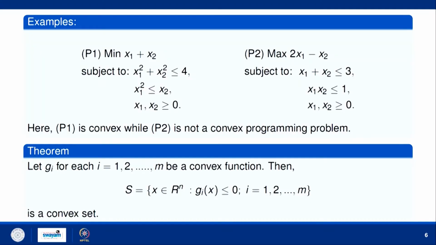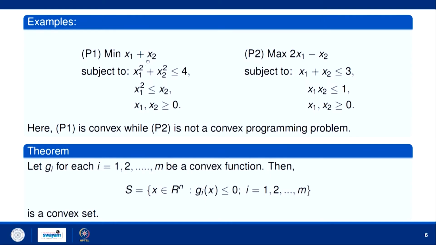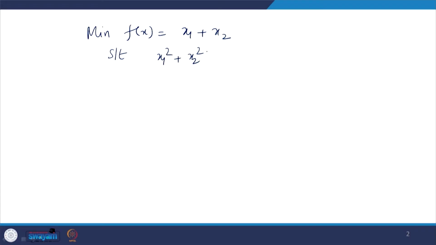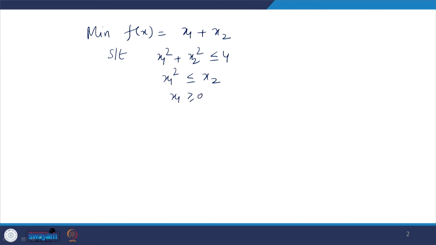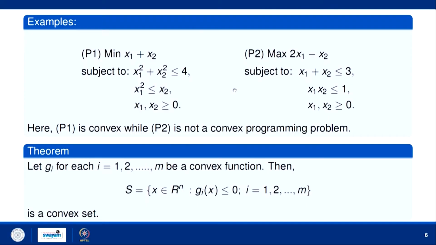So, let us discuss a few examples which are convex programming problems or which may not be. Let us discuss problem P1. Okay. So, what is the problem P1? It is minimization of f(x), which is x1 plus x2, a linear function, subject to the constraints: the first constraint is x1 square plus x2 square less than or equal to 4, and the second constraint is x1 square less than or equal to x2, and x1 greater than or equal to 0 and x2 greater than or equal to 0. Okay.